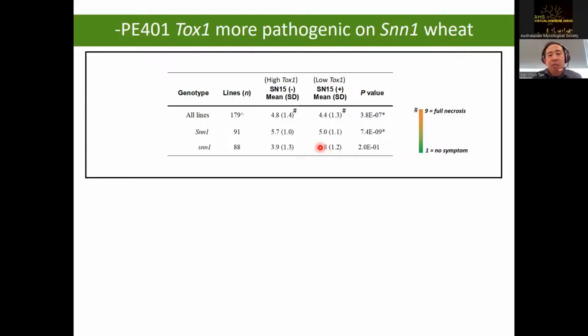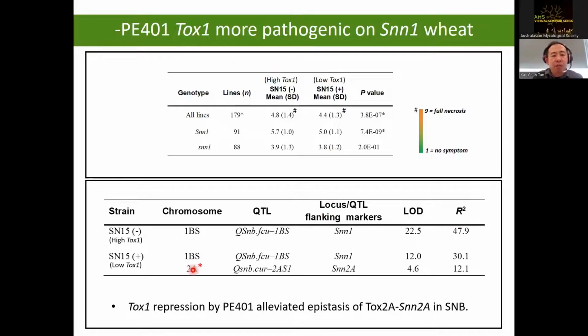The next thing we did was take all the data and perform association mapping. When we did association mapping of the wheat population infected by the high TOX1 producer, we were able to detect the QTL where SNN1 is. This interaction contributes significantly to the disease phenotype, around 50%, so this is a very high disease contribution. This makes a lot of sense, and we don't see other QTLs such as TOX3 and SN2A under this scenario.